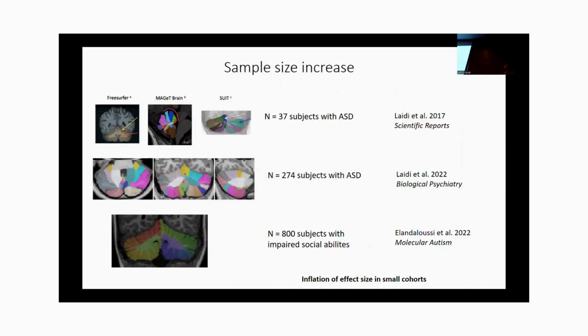We started at the beginning of my PhD by doing small sample studies, typically with something like 30 subjects. Then, year after year, we saw the sample size increasing, mostly because we started to get access to those large-scale neuroimaging studies. And something we realized, working first on small samples and then on larger samples, is that there is a huge inflation of effect size in small cohorts.